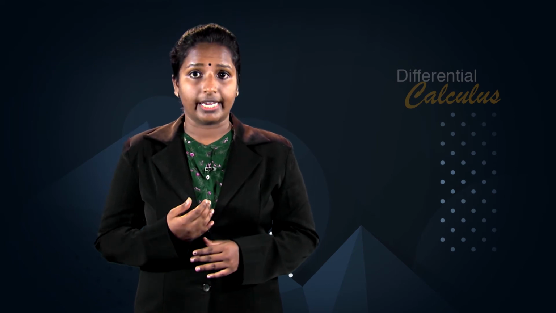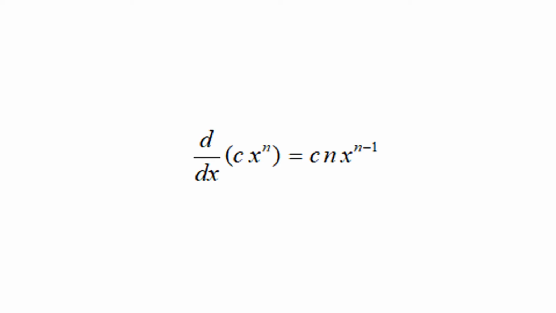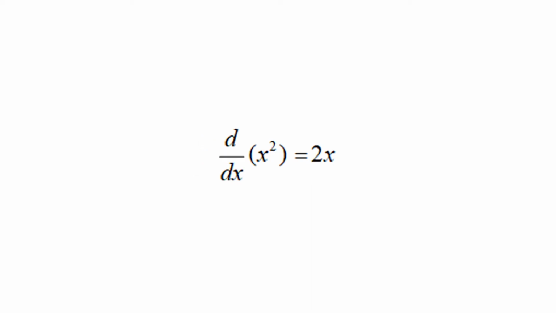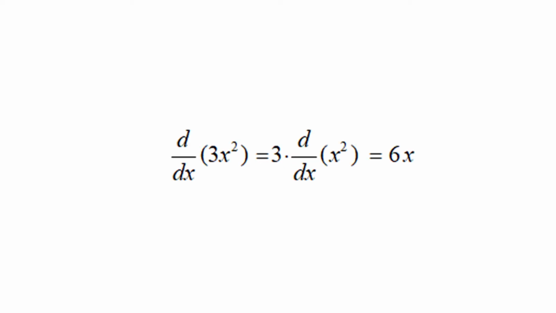In particular, using the constant multiple rule of differentiation and the power rule for positive integers, we obtain: if n is a positive integer, then d upon dx of c x power n equal to c times n x power n minus 1. As another example, since d upon dx of x square equal to 2x, d upon dx of 3x square equal to 3 times d upon dx of x square equal to 6x.